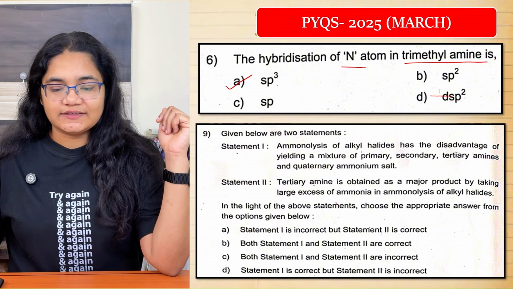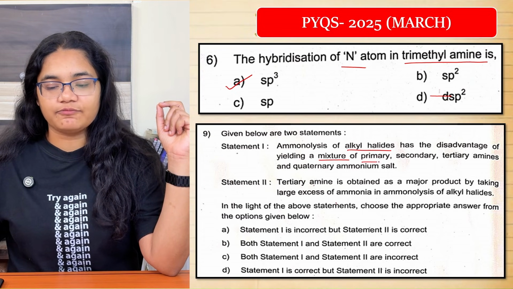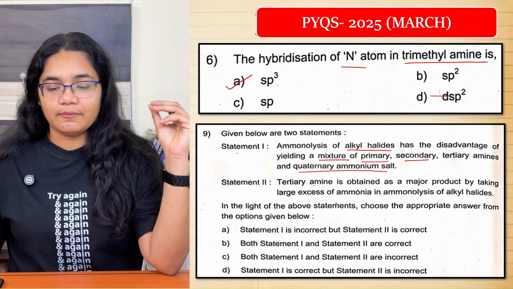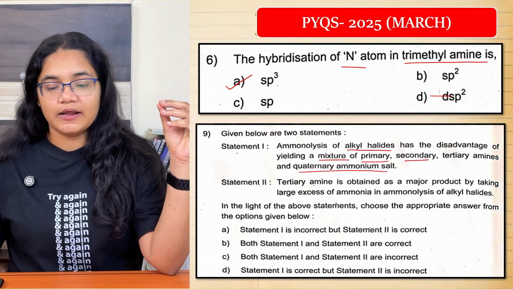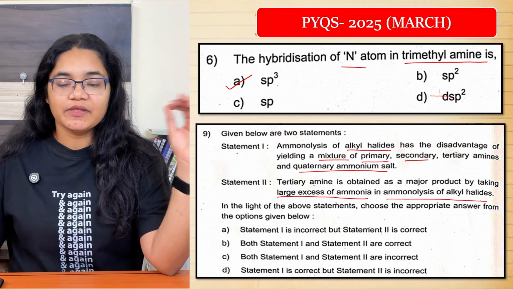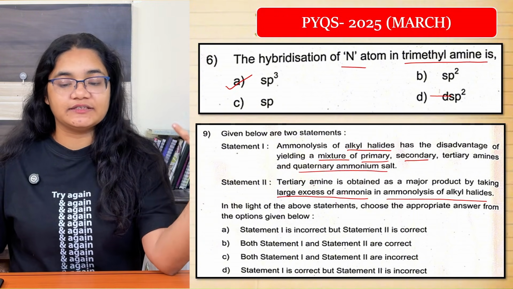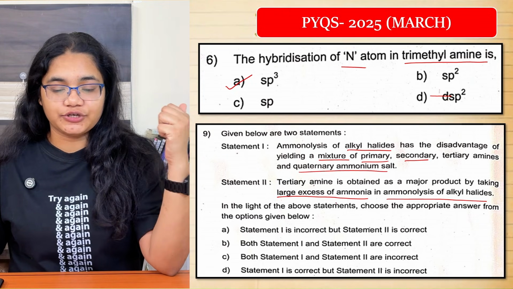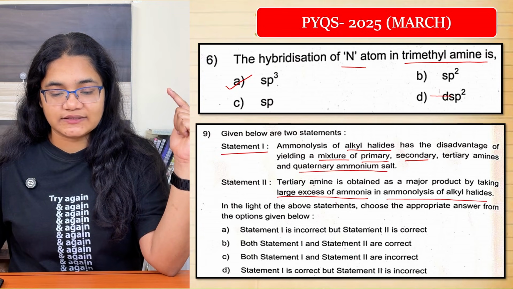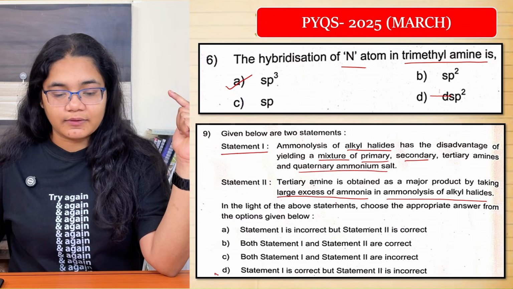Next, ammonolysis of alkyl halides has the disadvantage of yielding a mixture of primary, secondary, tertiary and quaternary ammonium salts. Now the tertiary amine is obtained as a major product by taking large excess of ammonia in the ammonolysis of alkyl halides. Now see here, when you take excess of ammonia, quaternary is the major product that is formed, not the tertiary one. So statement 1 is correct, but statement 2 is incorrect. That will be your option number D here.